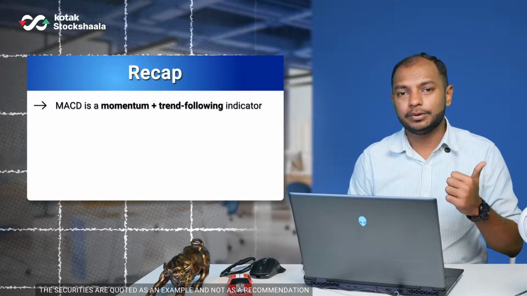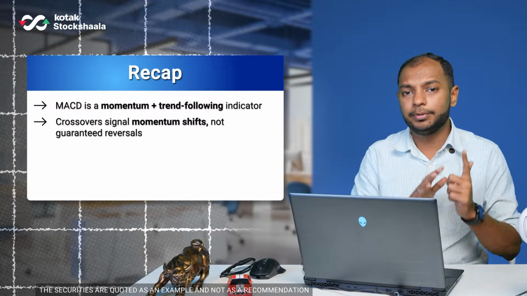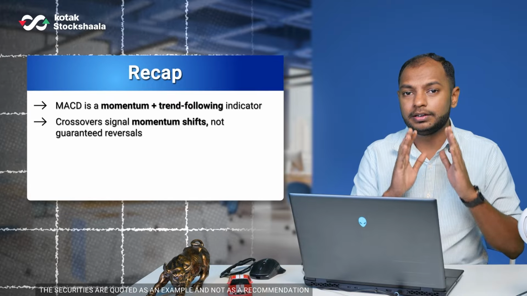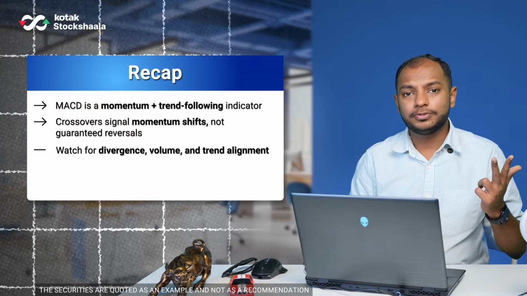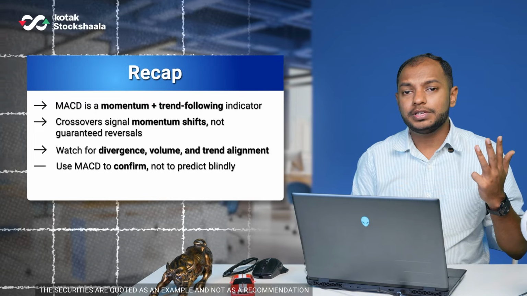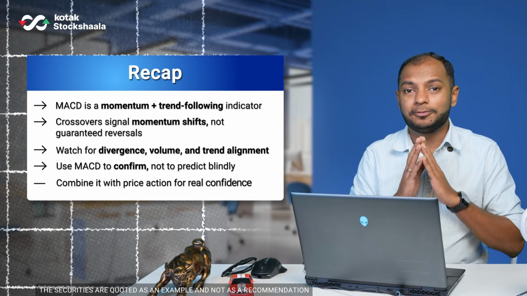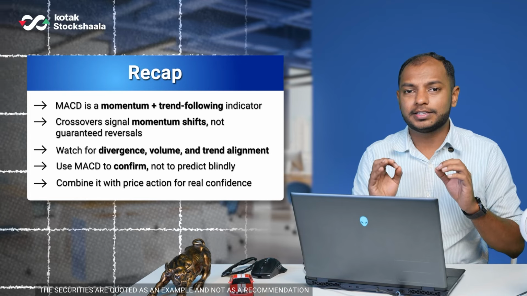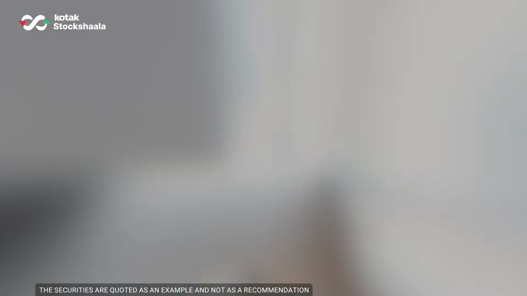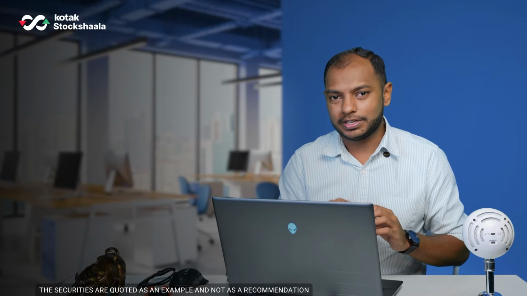So here's a quick recap of what we have learned so far. MACD is a momentum plus trend following indicator. Crossovers signal momentum shifts but not reversal confirmations. Watch for divergence, volume and trend alignment. Use MACD to confirm but not predict blindly. And finally, combine it with price action for real confidence. Indicators don't predict the future, but they whisper about the present.